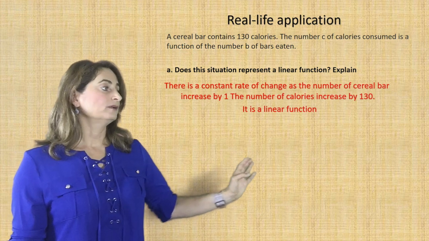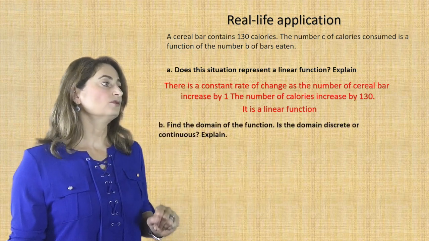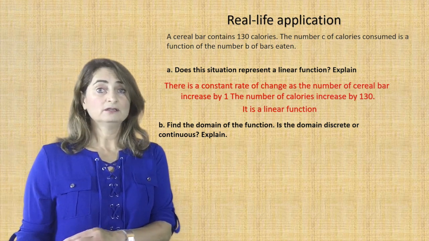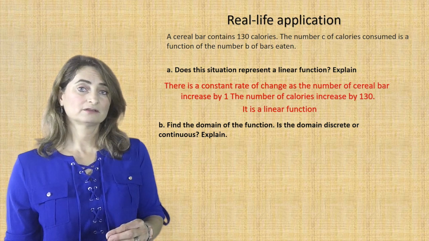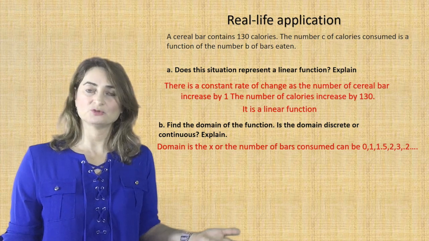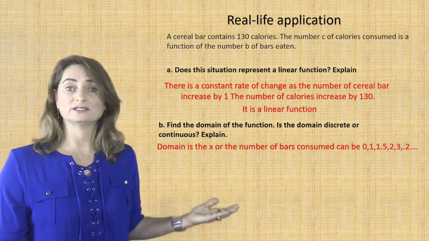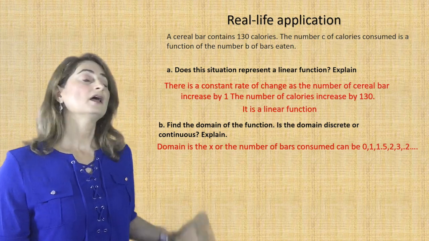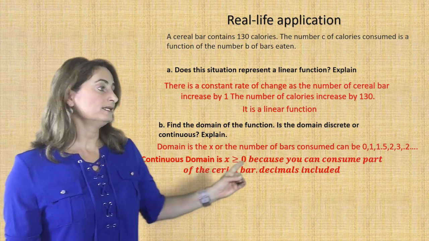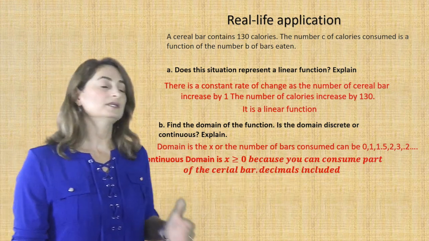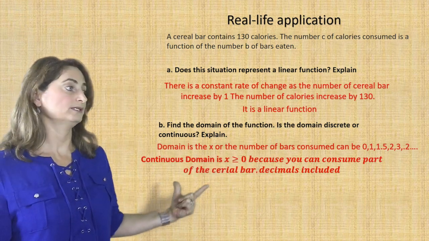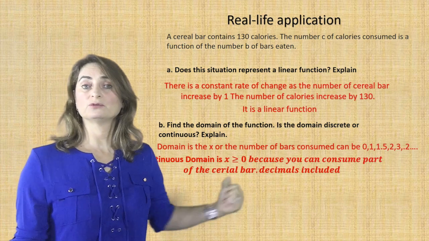Find the domain of the function. Is the domain discrete or continuous? Explain. The domain is the number of bars, or B. Can I consume half a bar? Yes, you can. So decimals are included, which means it's going to be a continuous domain because you can have decimals in the domain. You can consume 0 bars to however many you can eat. So the domain is the x of the number of bars consumed. It can be 0, starts with nothing, 1, 2, 3, up to infinity, however many you can consume. So the domain is x as long as it's more than or equal to 0.